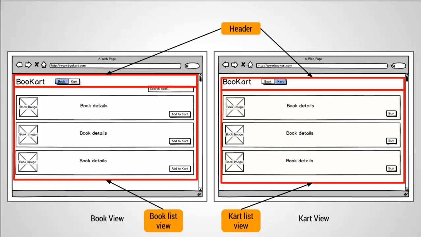We can further split these smaller views into even smaller views, like the book list view has a single book view. The same single book view can be used in the cart list view. But let's stop at header, book list, and cart list views only. No further splitting. Okay, we are done with the views. Next step, models and controllers.